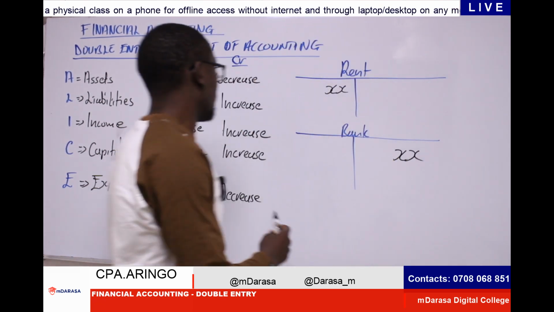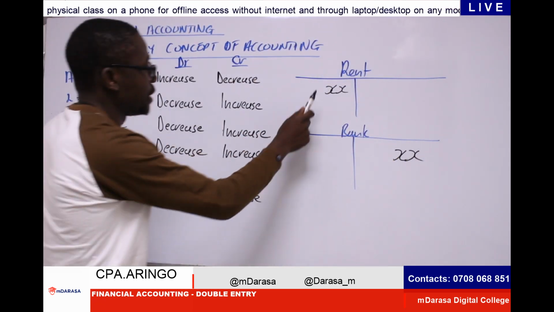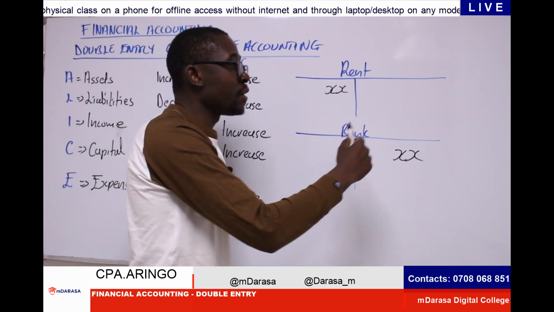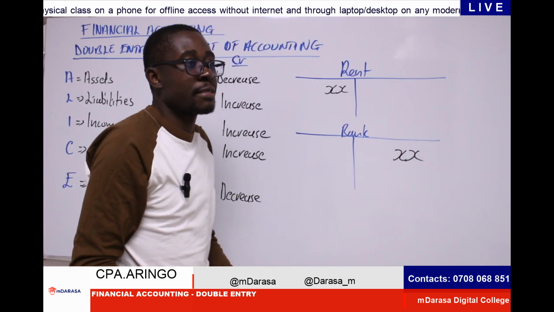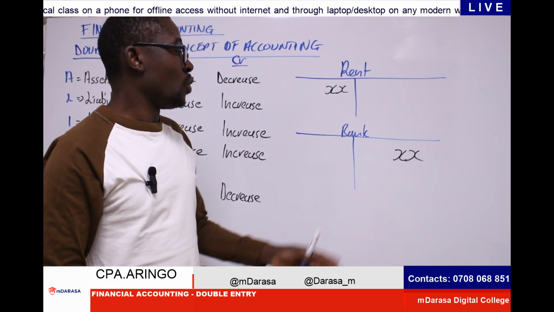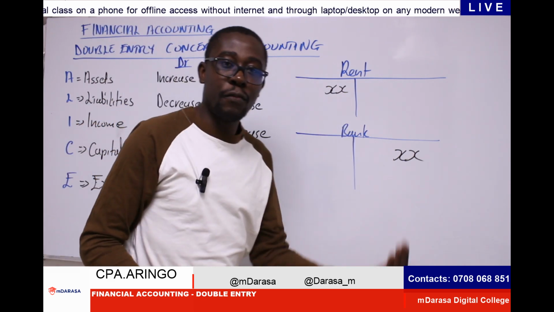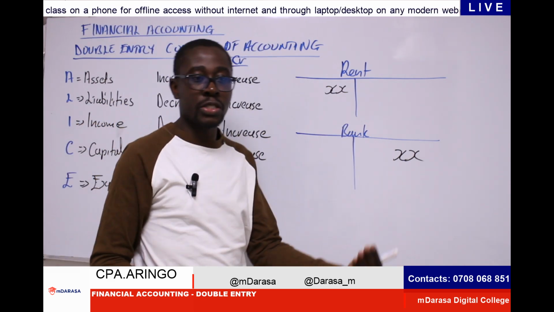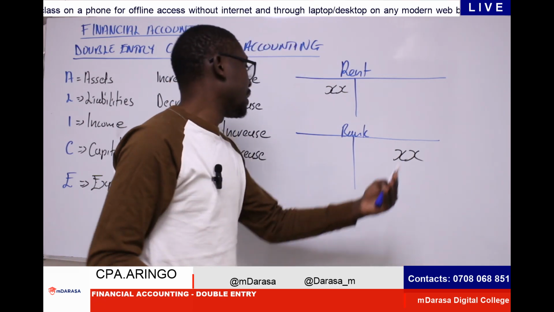And this is what we're looking at here. Double entry: for every debit entry, there must be a credit entry. So, in this case, we are following the principles of double entry.